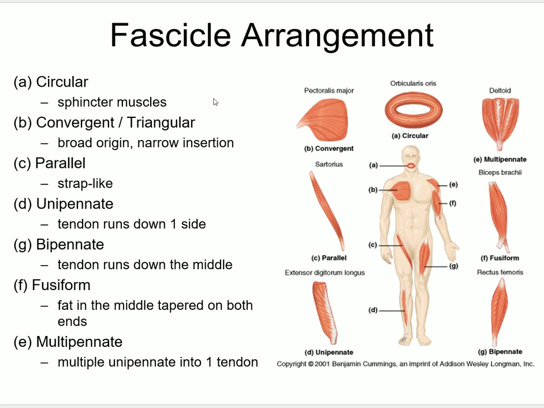Remember, a tendon is a tough band of dense connective tissue. It attaches muscle to bone. Tendons also transmit the force made by the muscles to actually move the skeleton, right? So that's pretty cool. So that's convergent or triangular. Parallel muscles are strap-like, so C right here. It's the sartorius muscle right there.